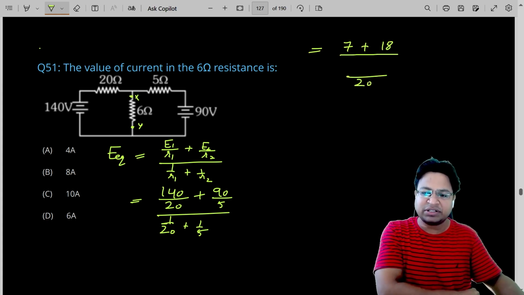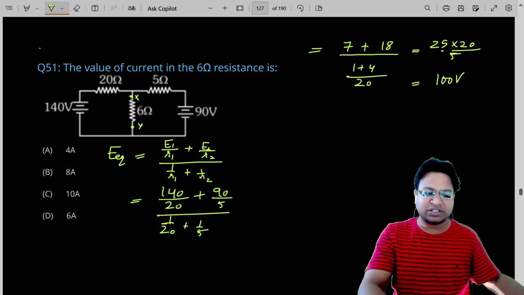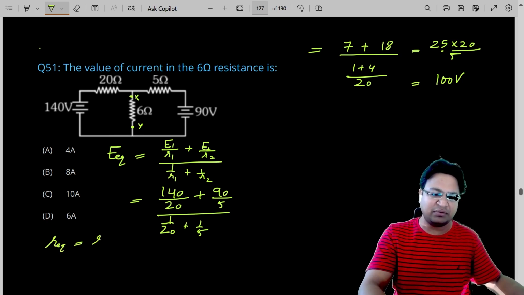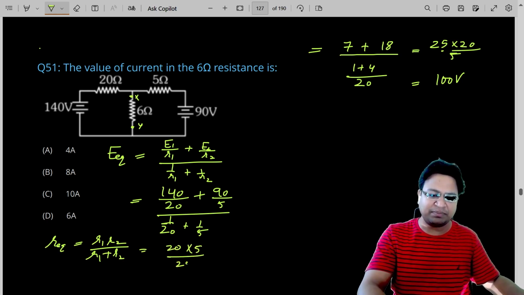So taking 20 as the LCM, this will become 1 plus 4. Okay, so ultimately it becomes 25 into 20 by 5. So that becomes 100 volts. So EMF is 100 volts. Now, as far as the internal resistance is considered, R equivalent will be found using R1 R2 upon R1 plus R2. So this will turn out to be 20 into 5 divided by 20 plus 5. So this becomes 4 ohms.